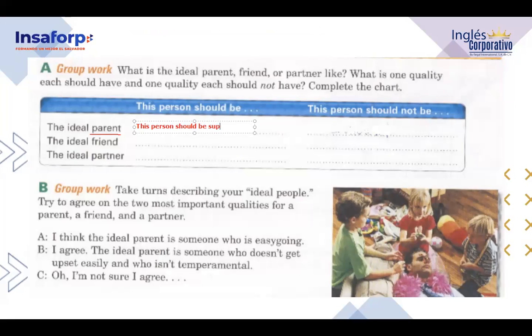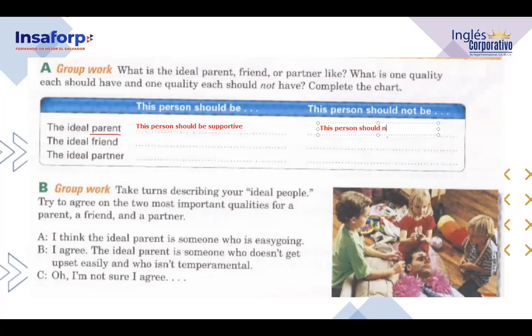Supportive. Like this one? That's how you write it? Yes, with two P's. I was just checking. Supportive person, all right. And this person should not be temperamental. That's not possible, all right? Yes.